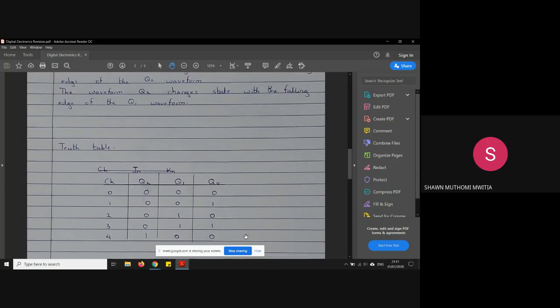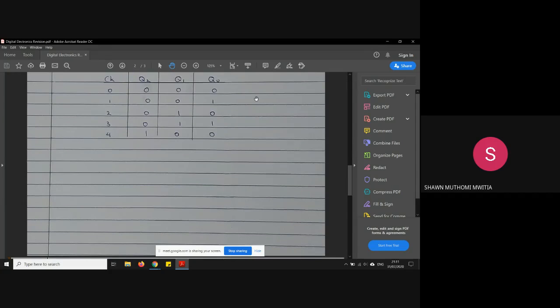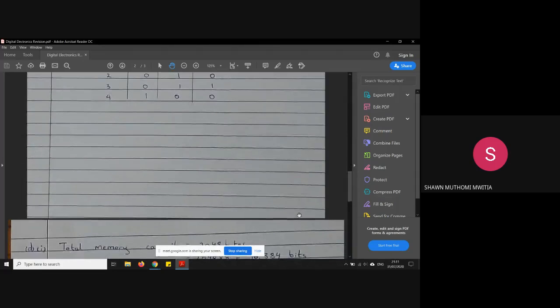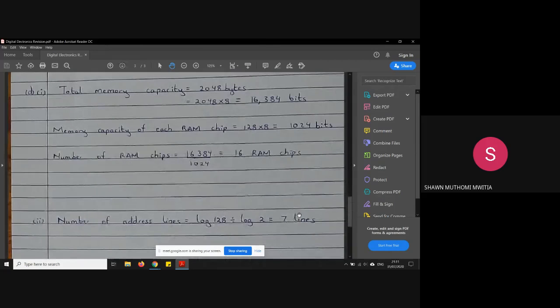Then for 4D, how many RAM chips are required to provide a memory capacity of?